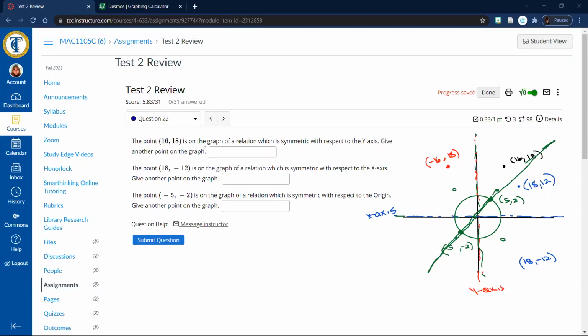And the difference here, right? And this was brought up when we talked about it. If it's symmetric with respect to the y-axis, then the x changes, x flips, if we want to have the same point. If it's symmetric with respect to the x-axis, the y changes. If it's symmetric to the origin, both change. Okay, that's the key there.